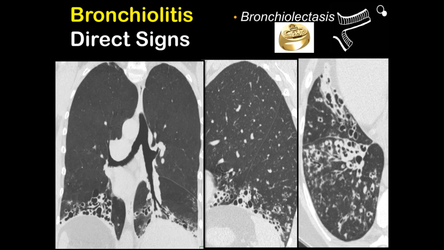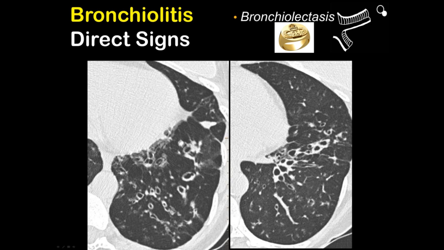Bronchiectasis may also be seen, as in this case, in both lower lobes, where we can see bronchiectasis and bronchiolectasis with some mucus impaction and small centrilobular nodules, some of them with a tree-in-bud pattern. Notice the sparing of the subpleural space.